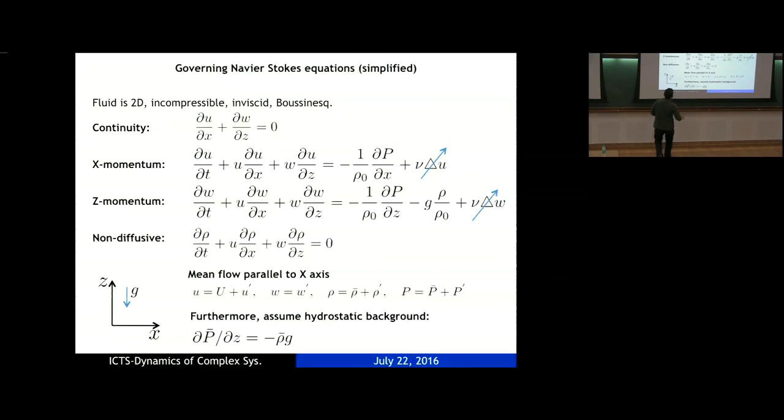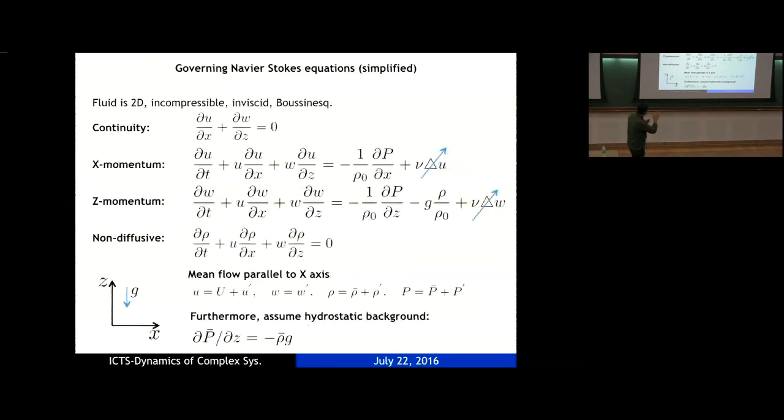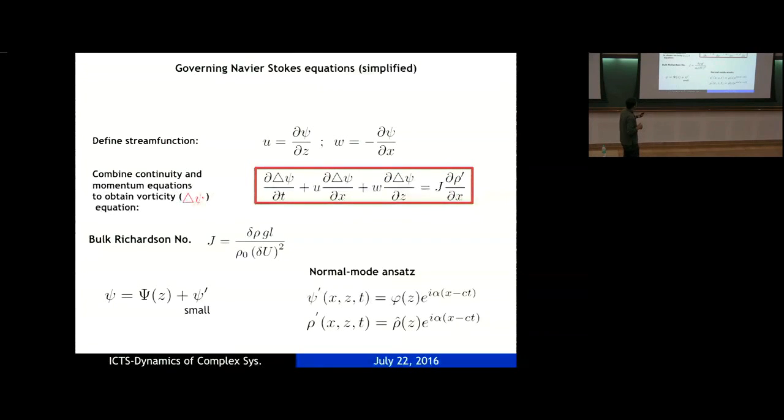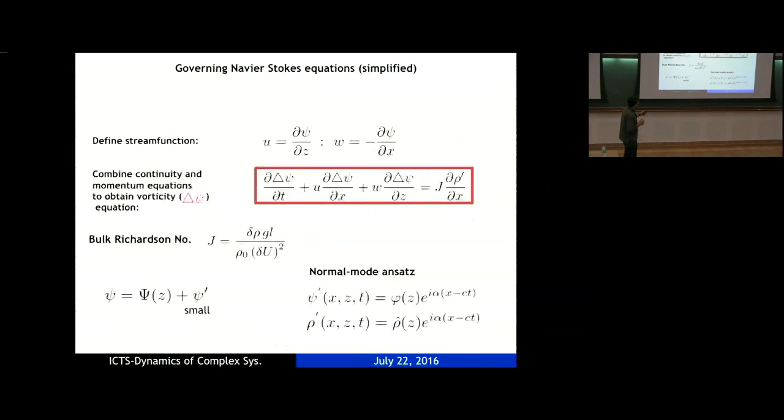Now you take a mean flow that is parallel to the x-axis. So the mean flow is u, and u is a function of z. You just decompose into a mean and a perturbation. And furthermore, if you assume a hydrostatic background, which is also not a bad approximation in geophysical flows, you do all those approximations, and then you simply define a stream function, and you already know how to cross differentiate the x momentum and z momentum equation to get a vorticity equation.